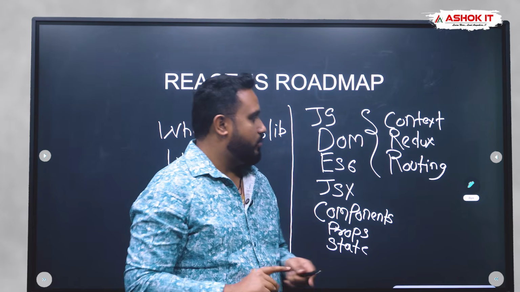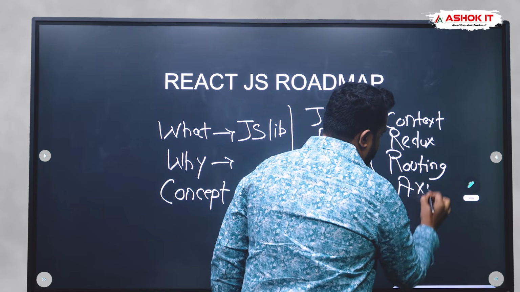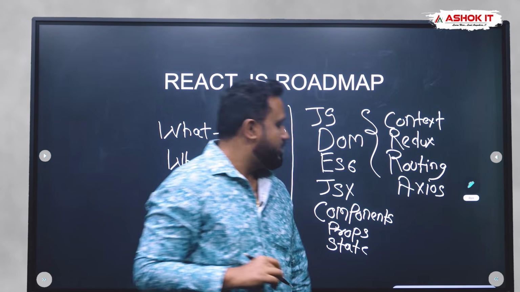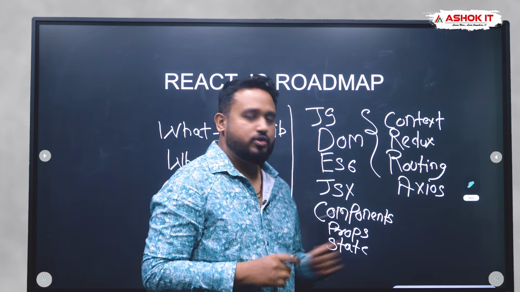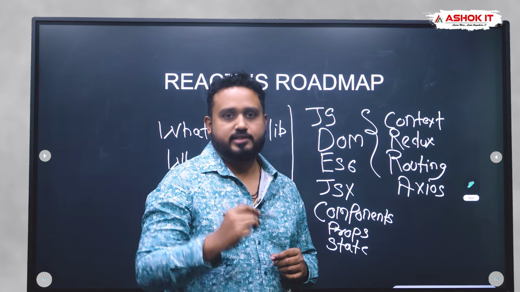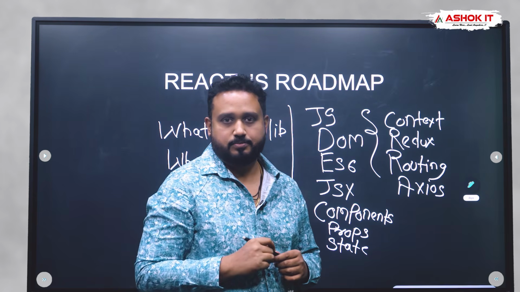Once you learn routing, then you have to focus on Axios. Axios is an external library which will help us do API integrations. It means you can connect your front-end application with a back-end application. You can connect ReactJS with your Node.js. You can connect ReactJS with your Spring Boot.